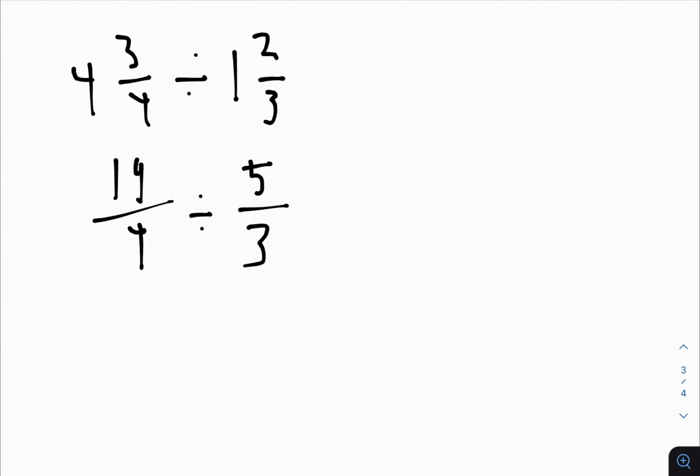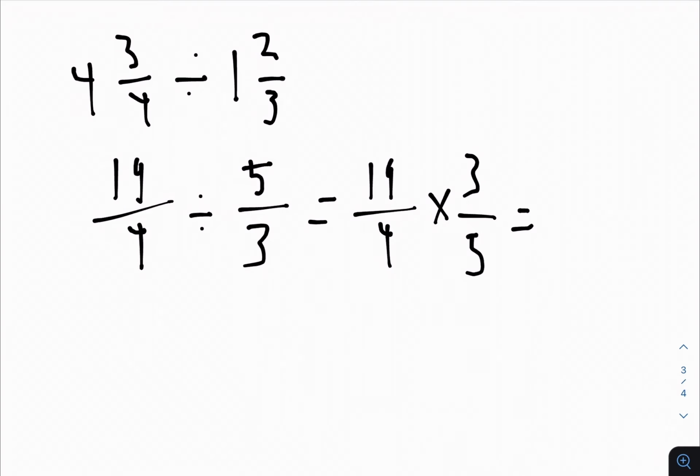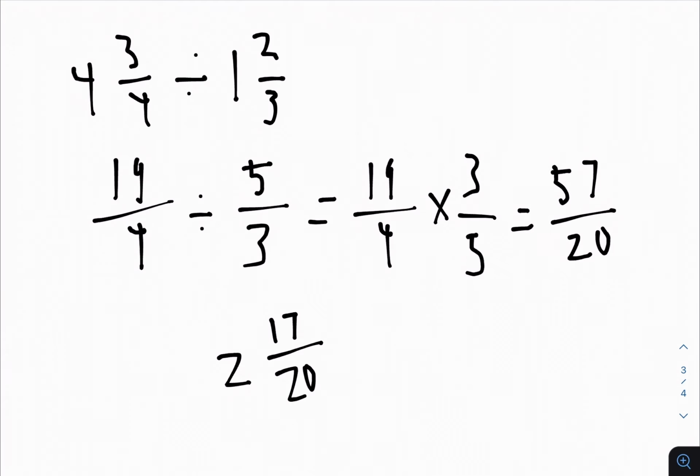And then we just flip the 5/3 since it's being divided, and we get 19/4 times 3/5. So when we multiply these together, we get 57/20. Since 20 goes into 57 2 times, we get a remainder of 17. So 17/20, which is the correct answer.